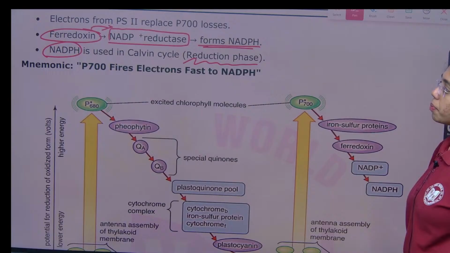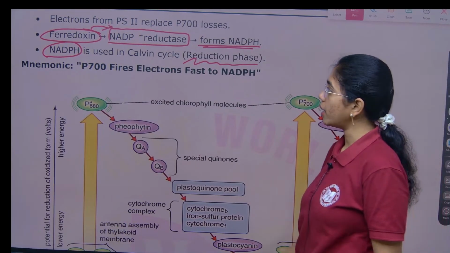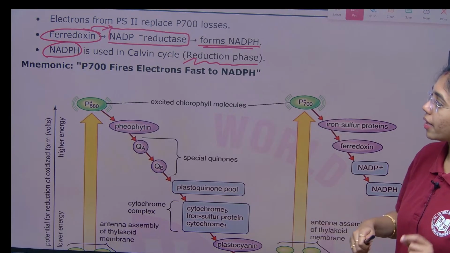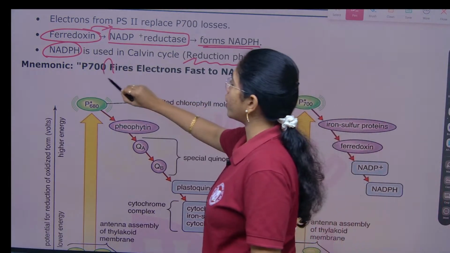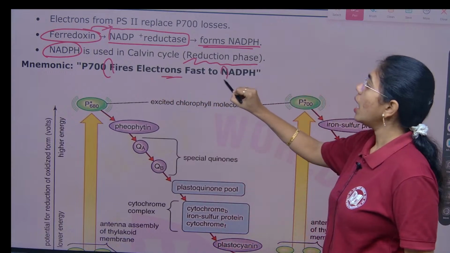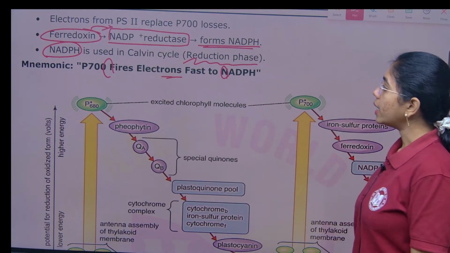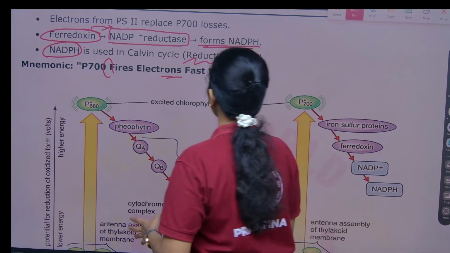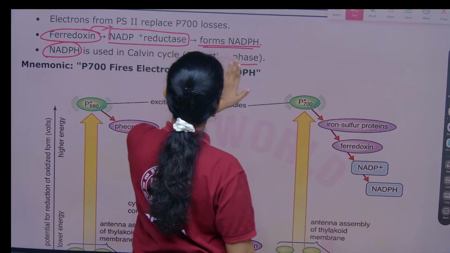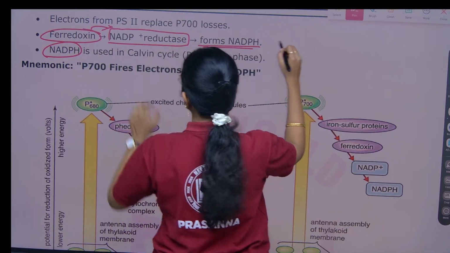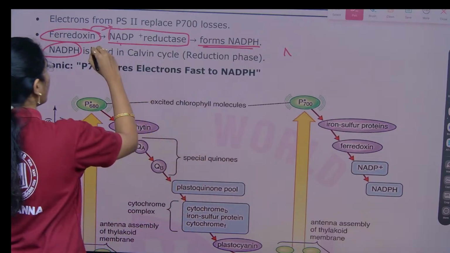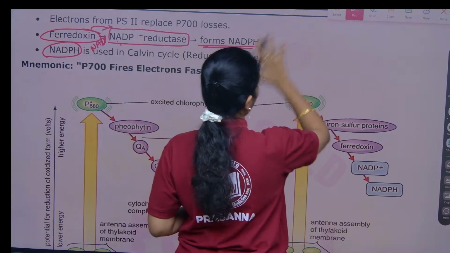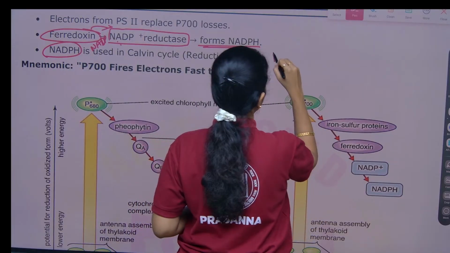In the reduction phase, NADPH is used in the Calvin cycle. Fine, right? The NADPH which is released out of P700 is used in the Calvin cycle, and the mnemonic you can remember over here is P700 fires. F is what? Ferredoxin, fires electrons fast to NADPH. And here by the enzyme NADP reductase, NADPH is formed. The final electron acceptor is NADP. Here you can see ferredoxin to NADP, and NADP is the final electron acceptor in the non-cyclic photophosphorylation.